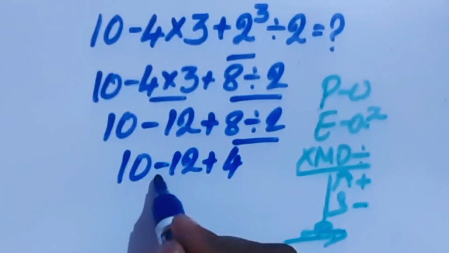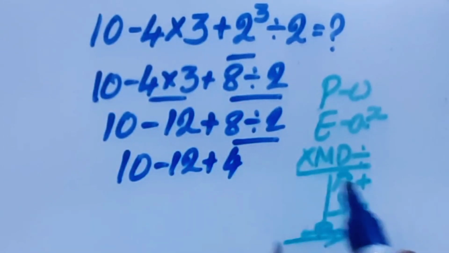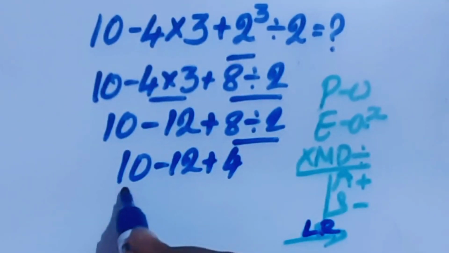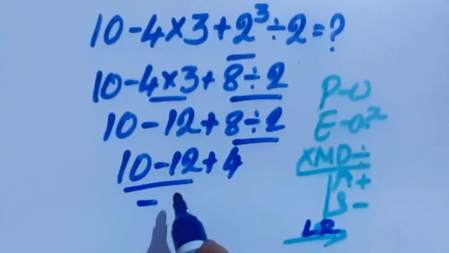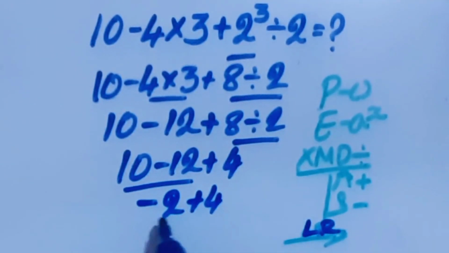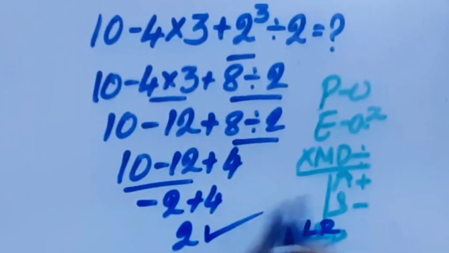Here we have subtraction and addition, both of equal priority. For equal priority we are going to follow the left to right rule in the problem. Here left to right is this: so here minus 2 plus 4. Minus 2 plus 4 is 2, which is the correct answer.